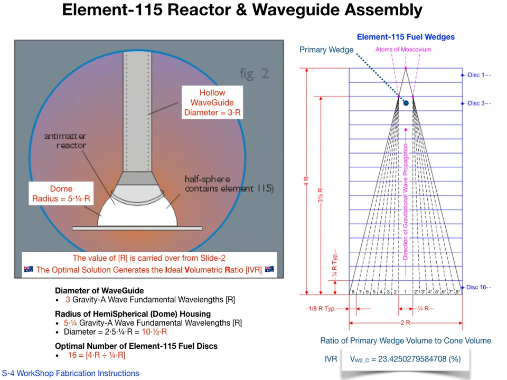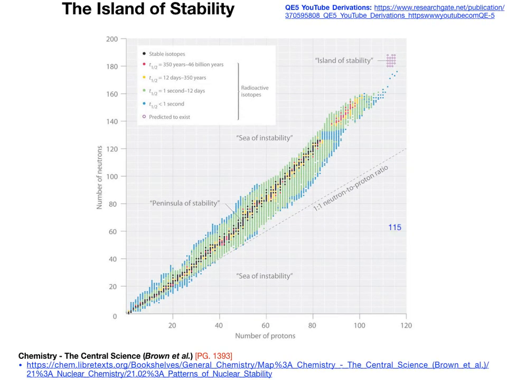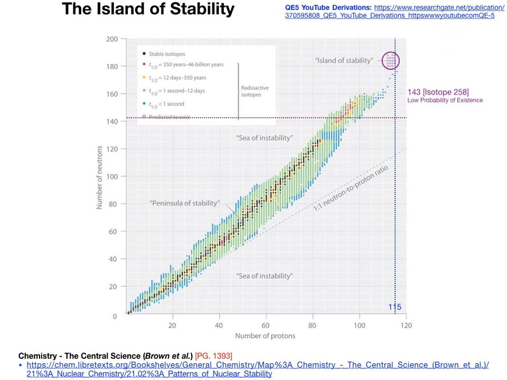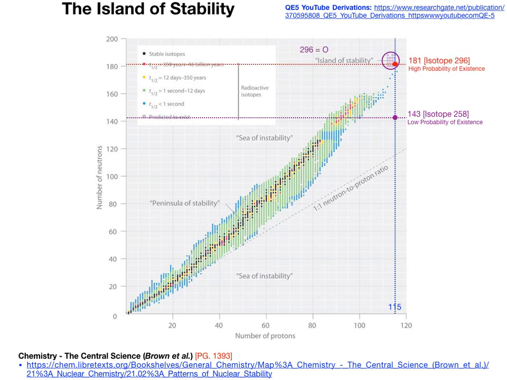gravitational force. Let's now have a look at what the ideal volumetric ratio, that is, the optimal solution we saw on the previous slide, buys us on a nuclear stability diagram. By enforcing the ideal volumetric ratio, whilst satisfying the Lazar primary wedge mass requirement of 223 grams, we're able to identify two potential element 115 isotope candidates. One of them resides on the beach of the island of stability, indicated by the purple circle, whilst isotope 258 is lost at sea. However, just because it's lost at sea doesn't mean that it's an impossibility. It could just mean that it occupies a place where our knowledge of nuclear physics is incomplete.